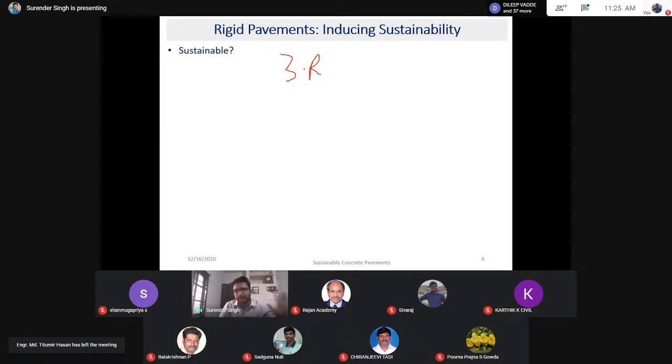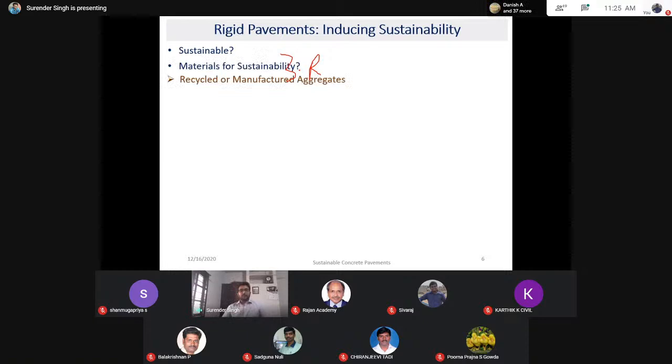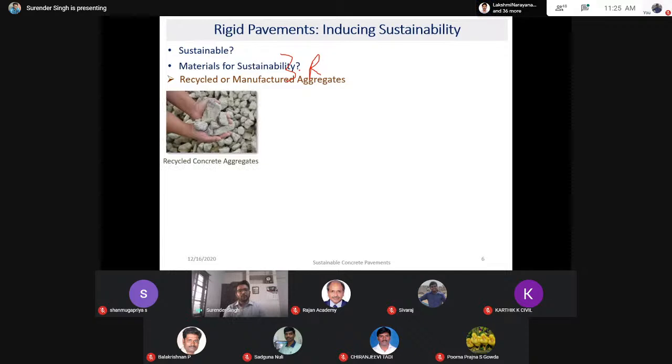So what are the various materials? There could be various materials, fly ash is there, many waste materials are there. But in today's presentation, I'll be keeping myself constrained to only the recycled aggregate, or we can say manufactured aggregate. So what are the various recycled aggregates? I know the first thing that will come to your mind is waste building materials, C&D waste. There is one component of the C&D waste, that is recycled concrete aggregate, that is coming from the buildings or the existing pavement.